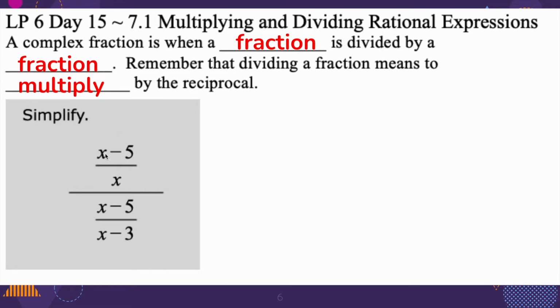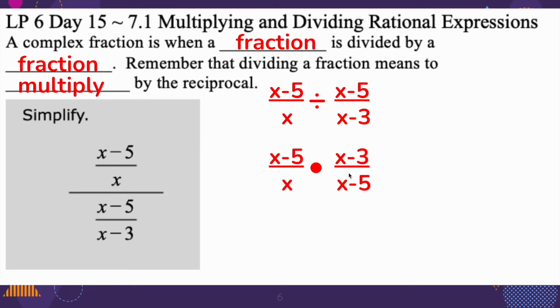So we can see here we have (x minus 5) over x, and that whole thing is being divided by another fraction, (x minus 5) over (x minus 3). So really, we're not going to be dividing by this, we're going to be multiplying by its reciprocal. You can see the second one is flipped over. x minus 3 is on top and x minus 5 is on the bottom.